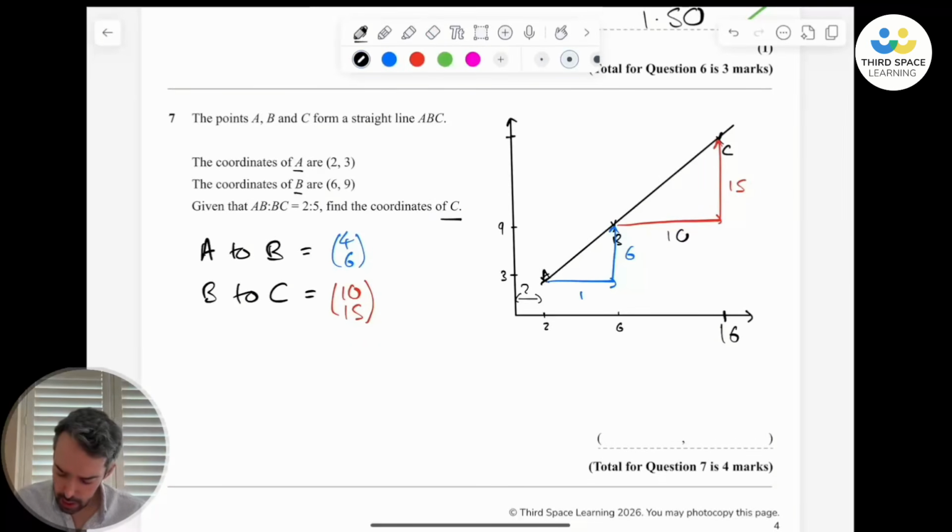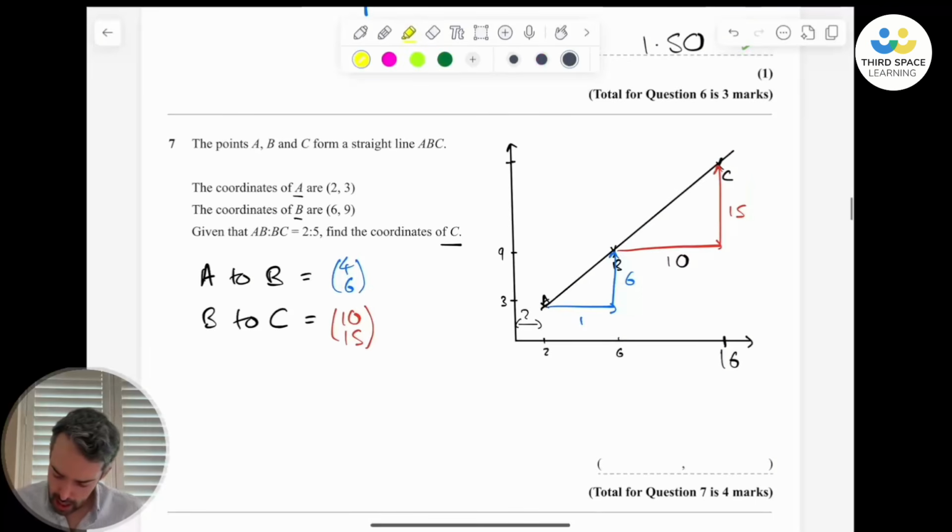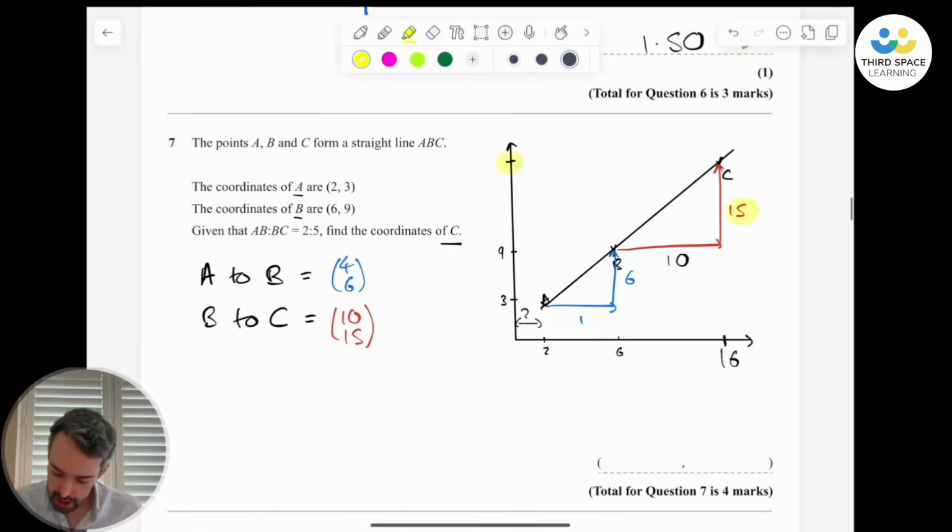Now let's do the other one. I want to know what this is. So it's going to be this distance, 15, plus 6, plus this distance here, which is 3. So 15 plus 6 plus 3 is going to give me 24. So the coordinates of C are just 16, 24.